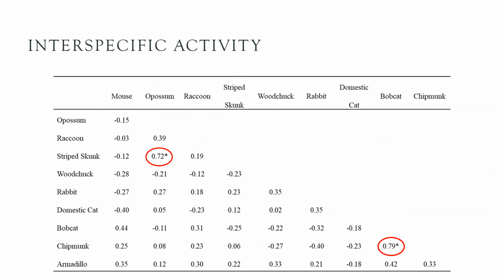As far as interspecific activity goes, I did detect a significant correlation between striped skunk activity and Virginia opossum activity. And then I also detected a significant correlation between bobcat activity and chipmunk activity, which that one's probably pretty easily explained by a well-known predator-prey relationship.